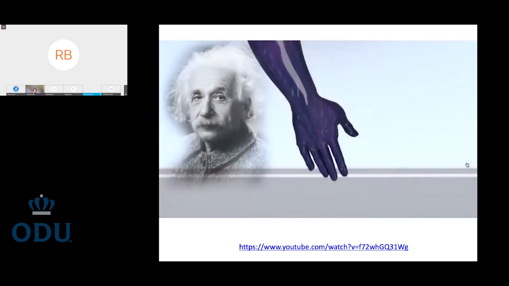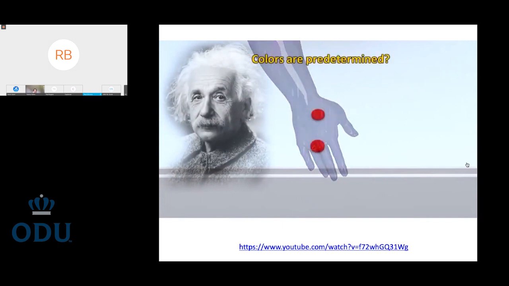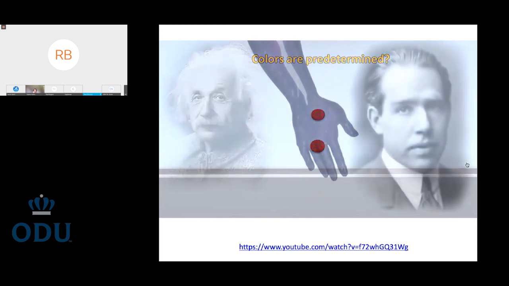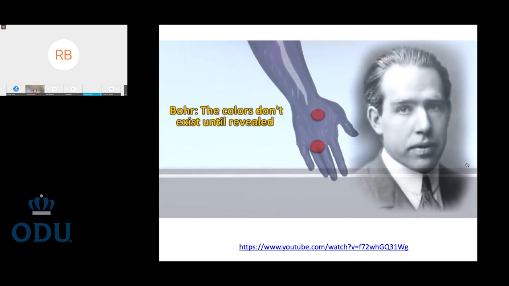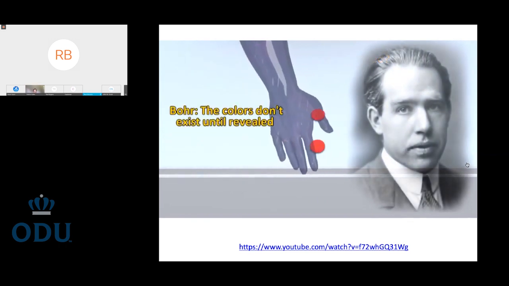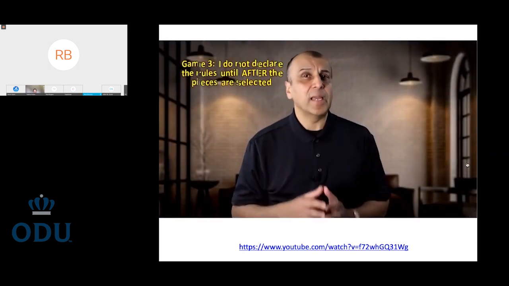This is what Einstein suspected was happening, that the checkers pieces were rigged. He believed that the colors of the pieces were predetermined, and that this information had been known from the very beginning when the two pieces were together. Niels Bohr's idea, on the other hand, was that the red and black don't even exist until the piece is turned over. So I changed the rules of the game again.